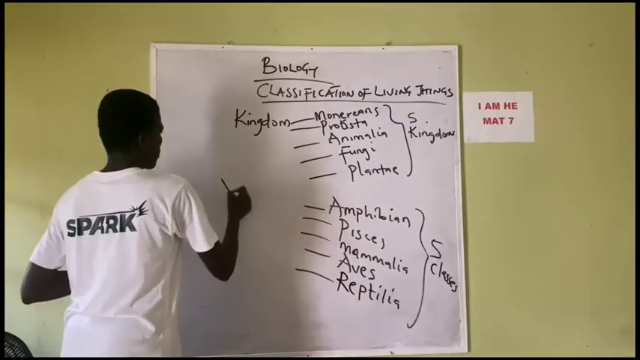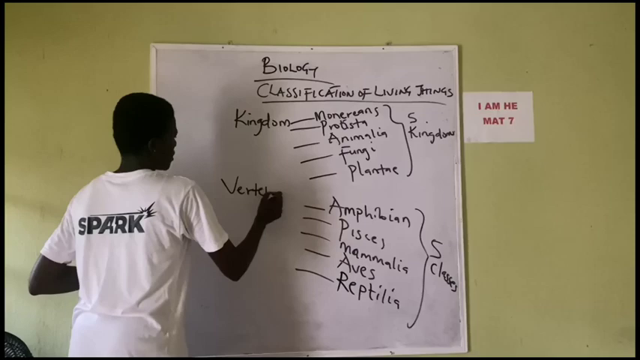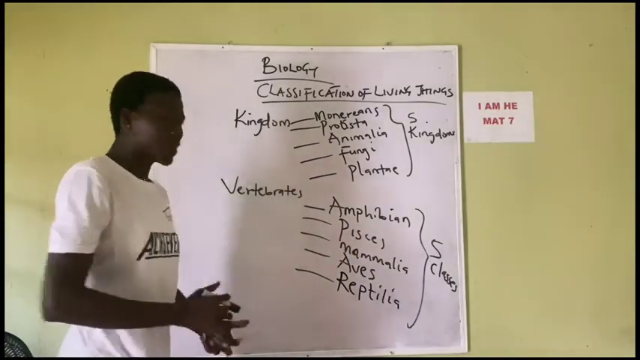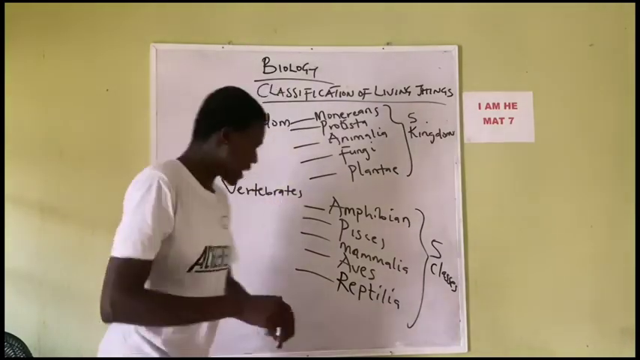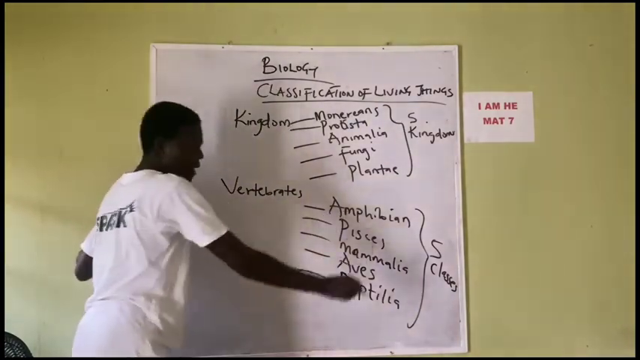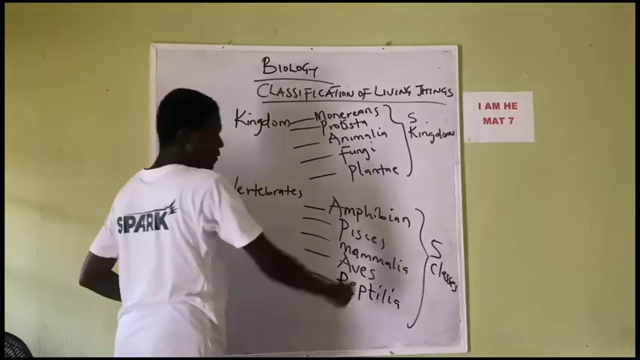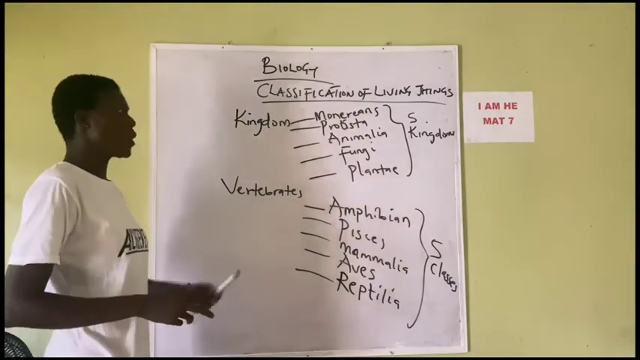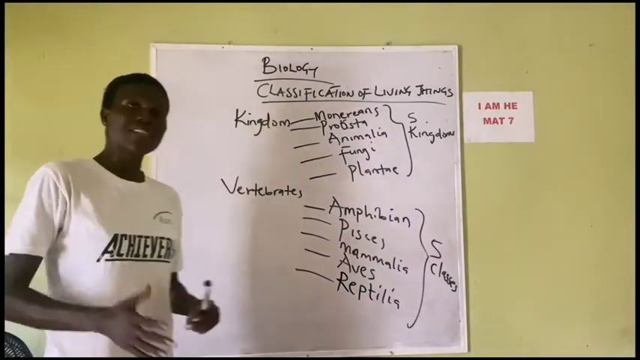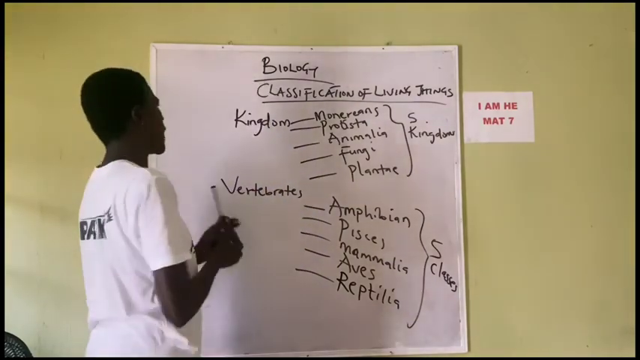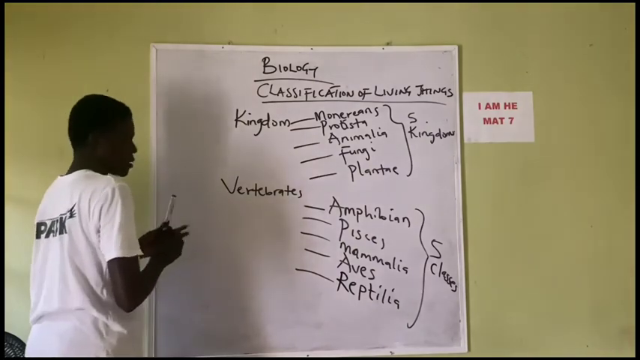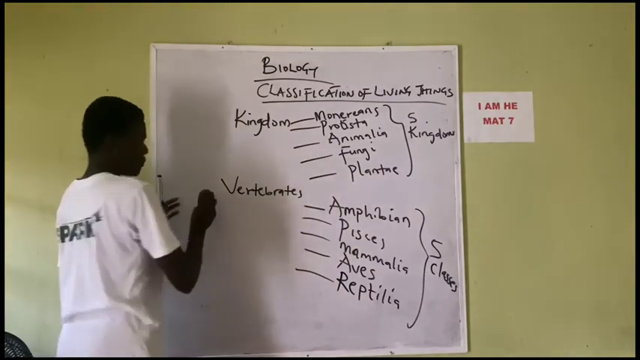Now do you understand? We have vertebrates. Vertebrates are divided into five classes. So we have the amphibians, the pisces, the mammalia, the aves, and the reptilia. Do you understand? And also we have the invertebrates as well. Let me use this other part of the board.